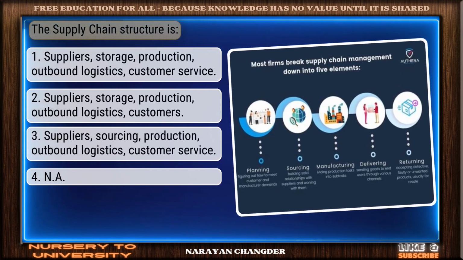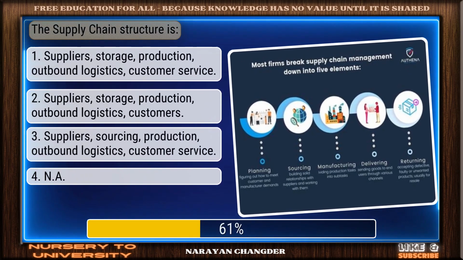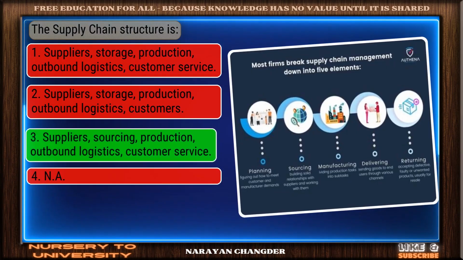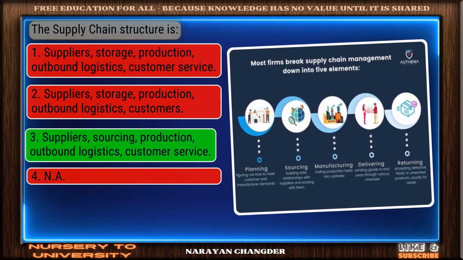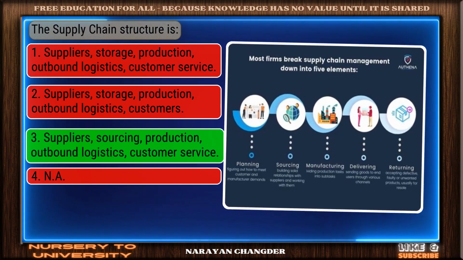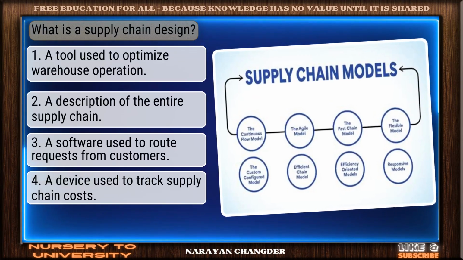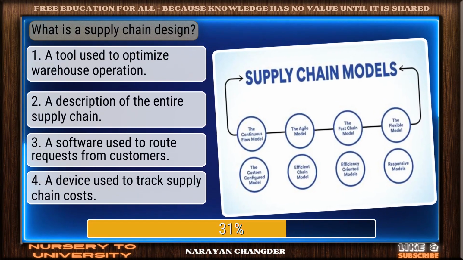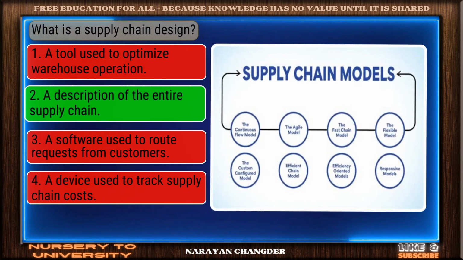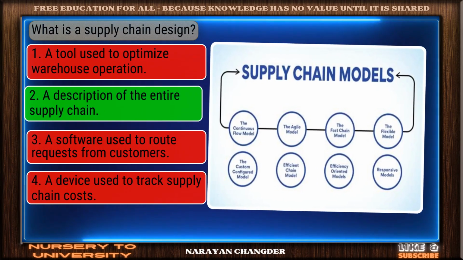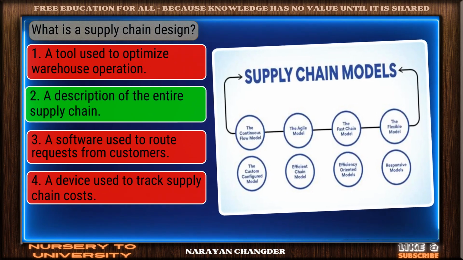The supply chain structure is. Sharp thinking. Suppliers, sourcing, production, outbound logistics, customer service is the right choice. What is a supply chain design? Good thinking. A description of the entire supply chain is the right answer.